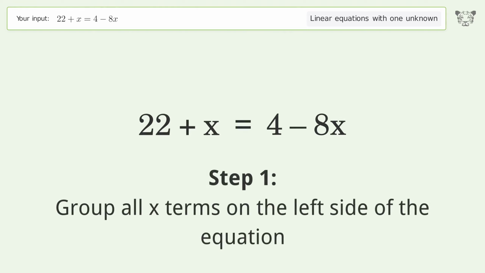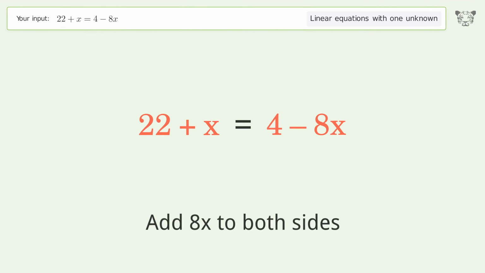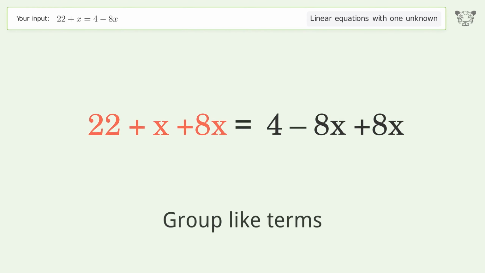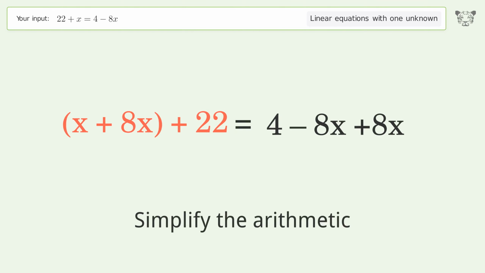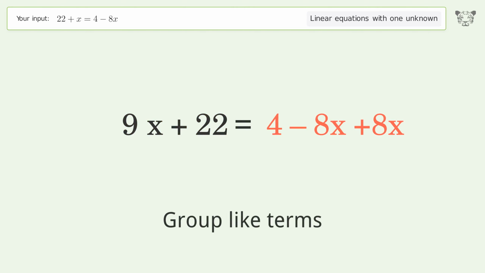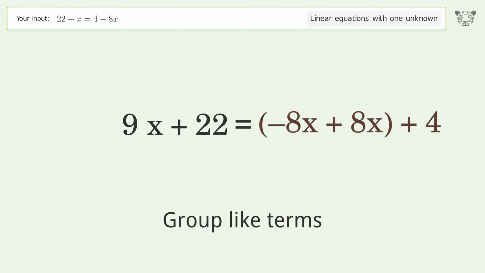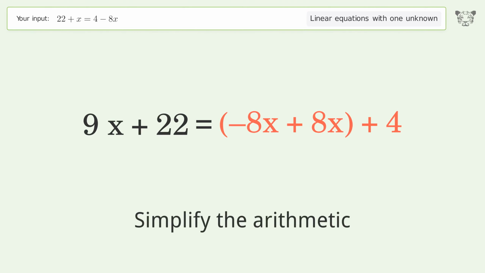Group all x terms on the left side of the equation. Add 8x to both sides. Group like terms. Simplify the arithmetic. Group like terms. Simplify the arithmetic.